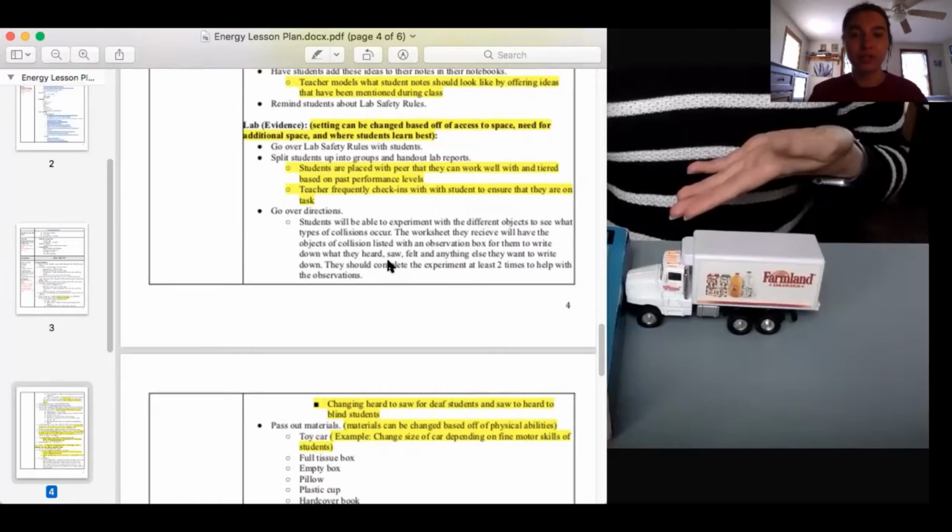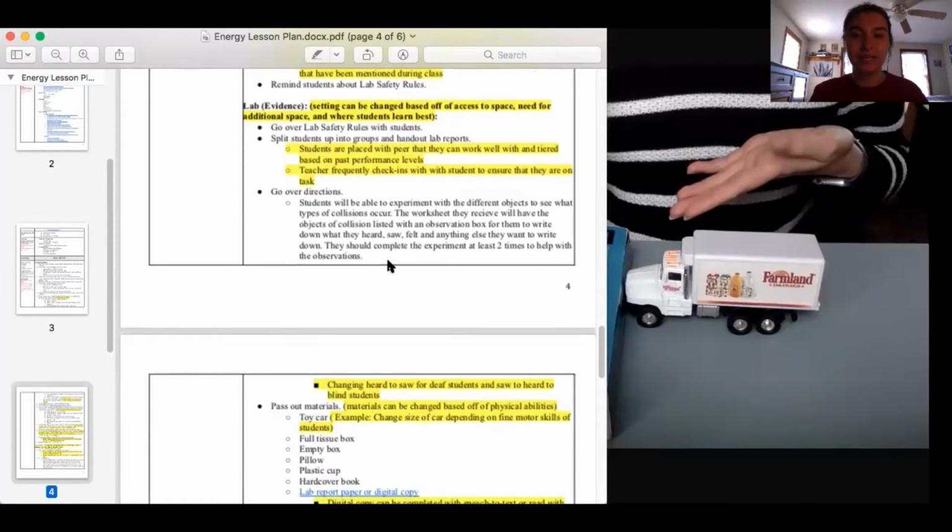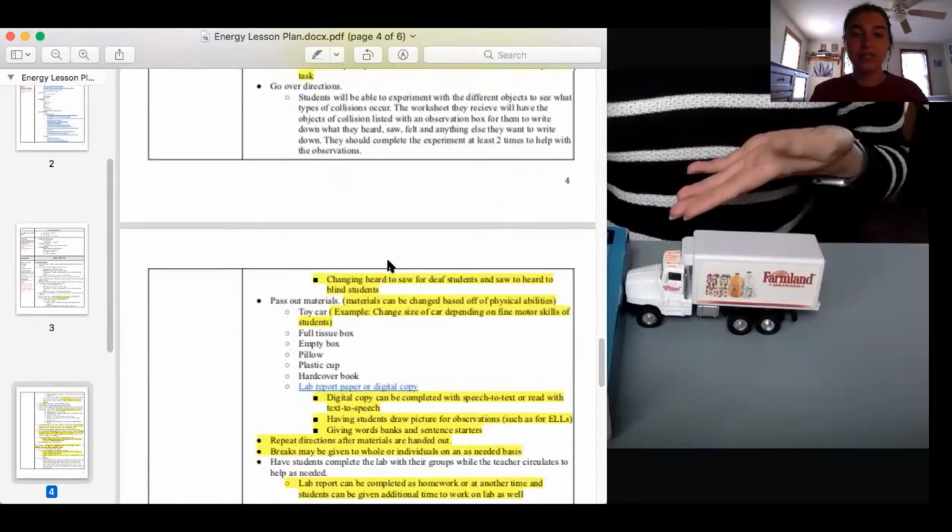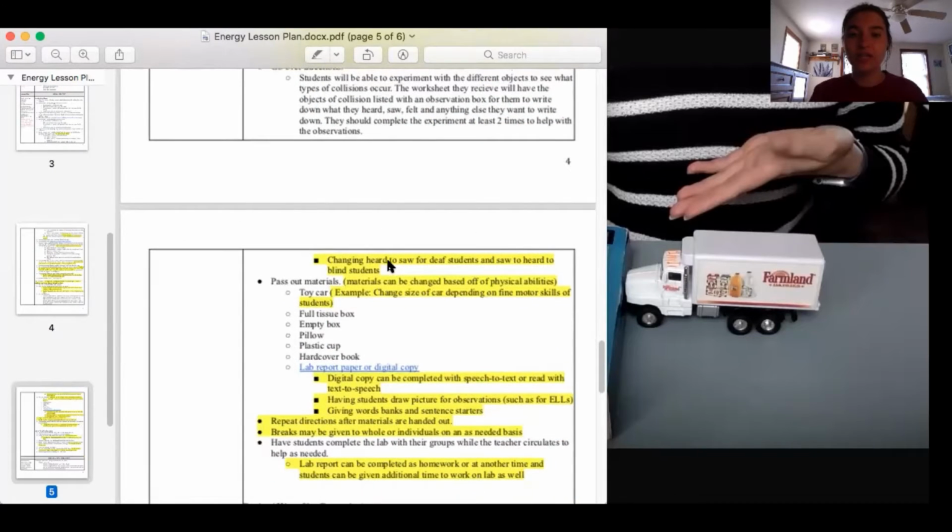But pretty much, students are tiered. The teacher frequently checks in. Each material can be changed depending on availability and the child's physical ability. So if a child has low fine motor skills, we can make the car bigger. If a child's working on their motor skills, we can make it smaller, all of that good stuff.